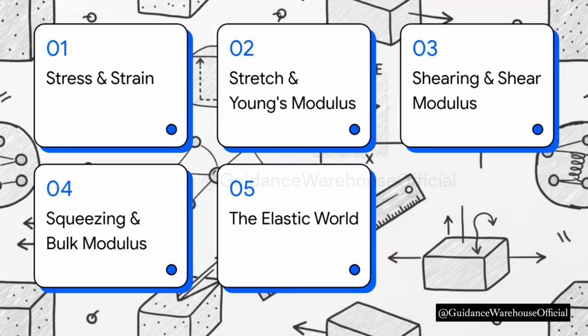All right, so here's the game plan for today. We're going to start with the absolute fundamentals, the big ideas of stress and strain. Then we'll break down the three main ways things can deform. That's stretching, shearing, and squeezing. And finally, we'll connect it all back to the world around us.